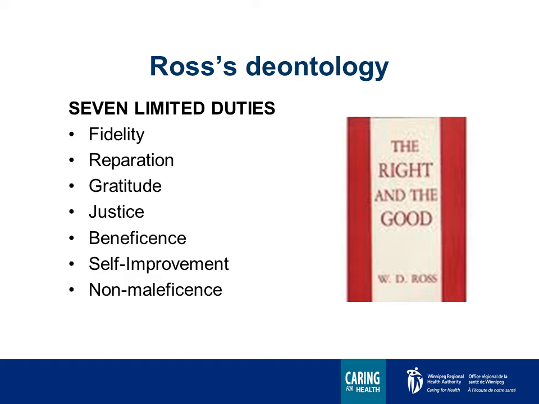Enter William David Ross, who came up with a way to help. He suggested that duties are obligatory unless there are good reasons to override them. The duties he talked about are fidelity, reparation, gratitude, justice, beneficence, self-improvement, and non-maleficence. These can be shuffled and reordered depending on the circumstances. This answers some of the problems with deontological theory.